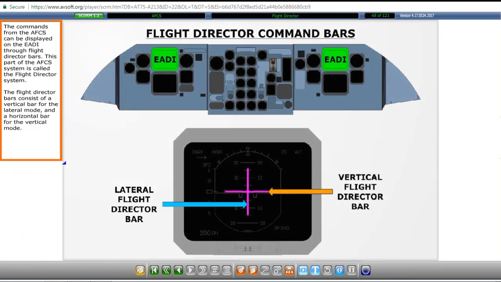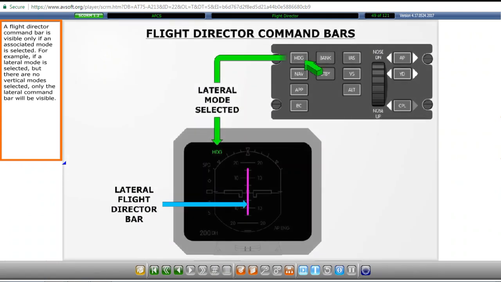The commands from the AFCS can be displayed on the EADI through Flight Director bars. This part of the AFCS system is called the Flight Director system. The Flight Director bars consist of a vertical bar for the lateral mode and a horizontal bar for the vertical mode. A Flight Director command bar is visible only if an associated mode is selected. For example, if a lateral mode is selected, but there are no vertical modes selected, only the lateral command bar will be visible.